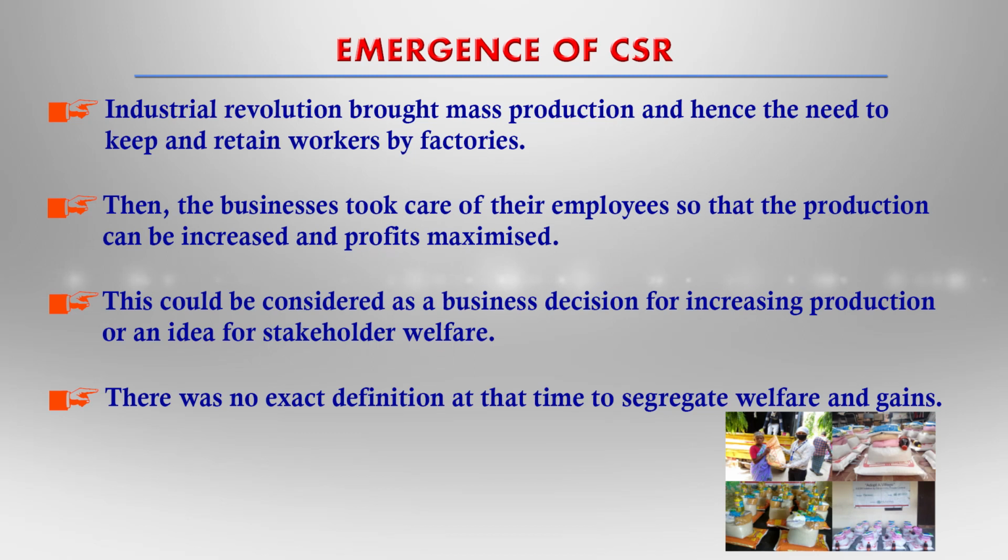There was no exact definition at that time to segregate welfare and gains. So, during that industrial revolution in the 19th century and early 20th century, companies or industries tried to ensure the welfare of their workers to ensure the maximum production. So, during that period it was only the welfare of the workers that was the prime responsibility of the industrialist. There was no exact definition to segregate welfare and gains.